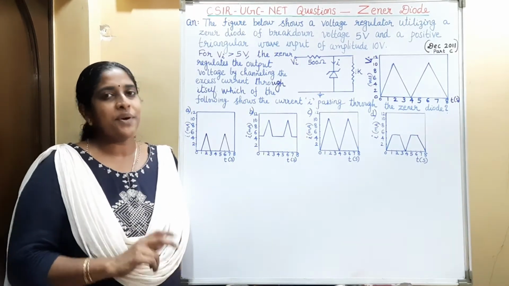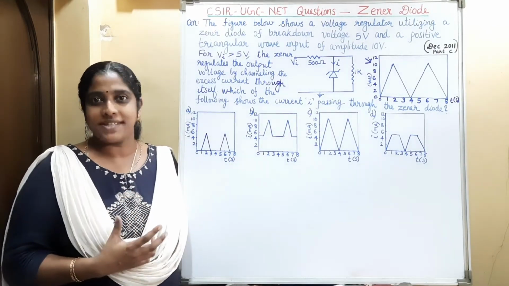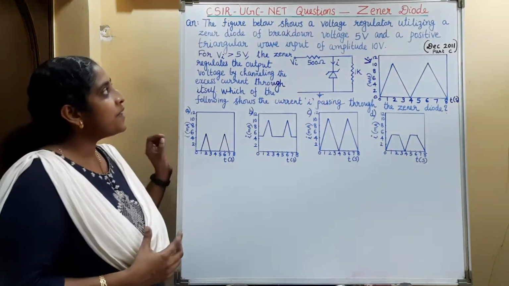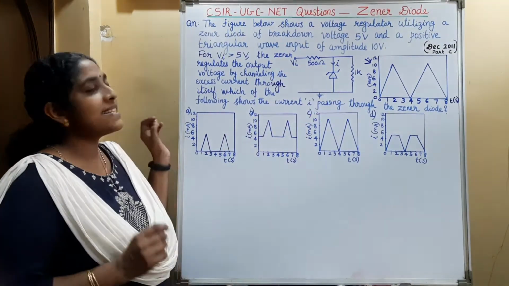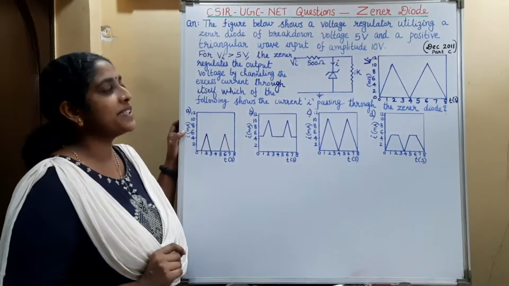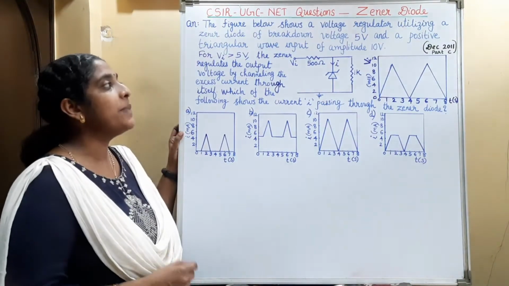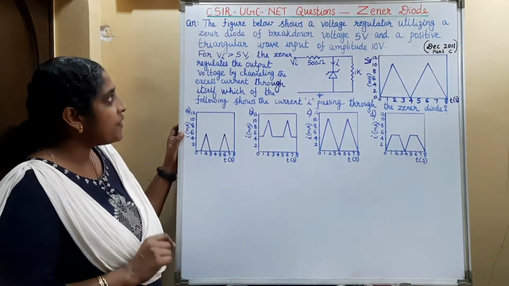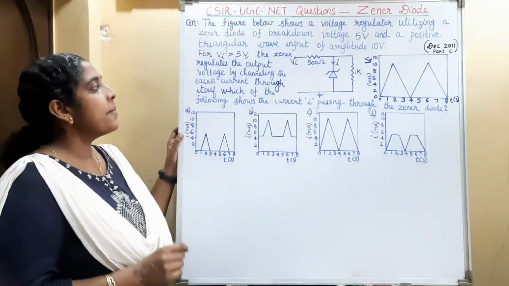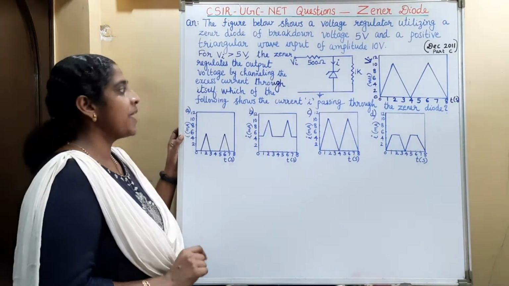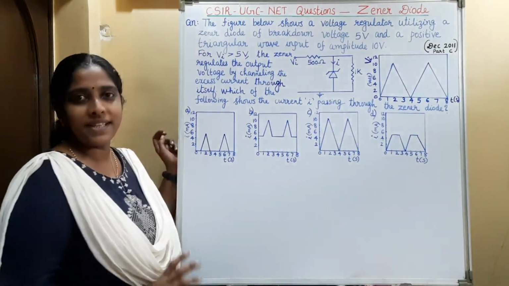In the last video, we have seen about a Zener Diode. Zener Diode acts as a voltage regulator. See this question. The figure below shows a voltage regulator utilizing a Zener diode of breakdown voltage 5 volt and a positive triangular wave input of amplitude 10 volt. For Vi greater than 5 volt, the Zener regulates the output voltage by channeling the excess current through itself. Which of the following shows the current I passing through the Zener diode?